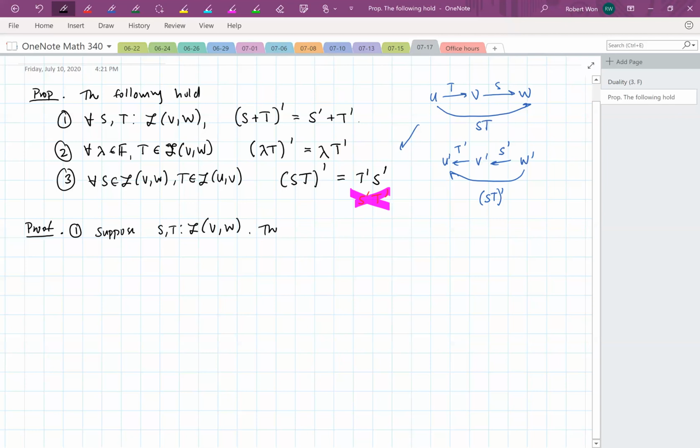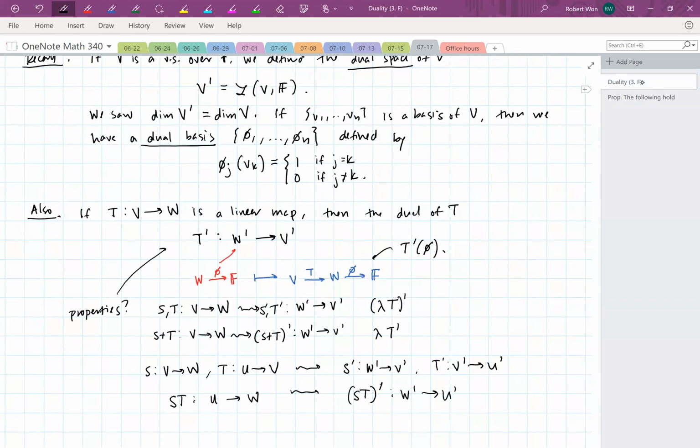Okay, then by dualizing, we get maps S dual and T dual. These are linear maps, sorry, from W dual to V dual. How are they defined? For each phi in W dual, S dual of phi, this is supposed to be something in V dual, it's supposed to be a map from V to F. This is defined by phi of S, from V to F. Right? That's just how we defined what the dual map does.